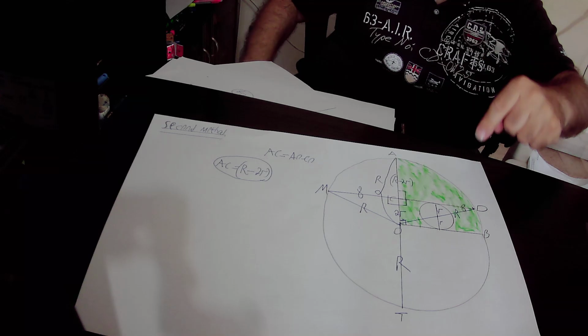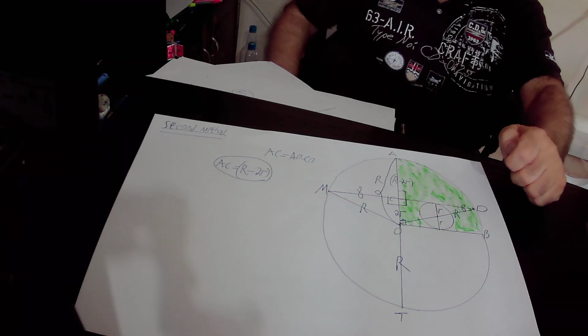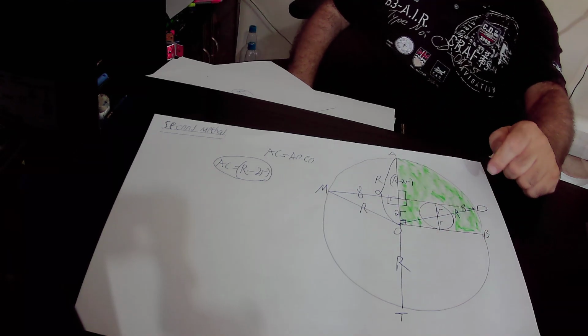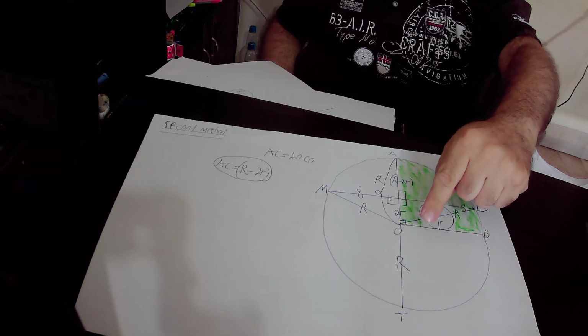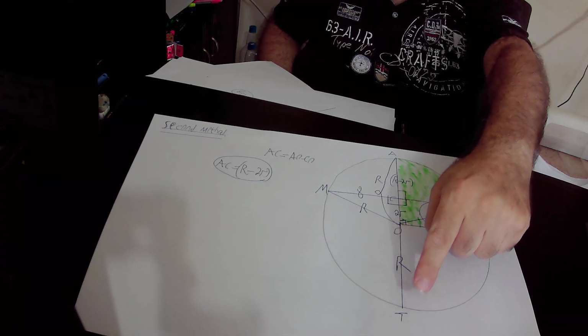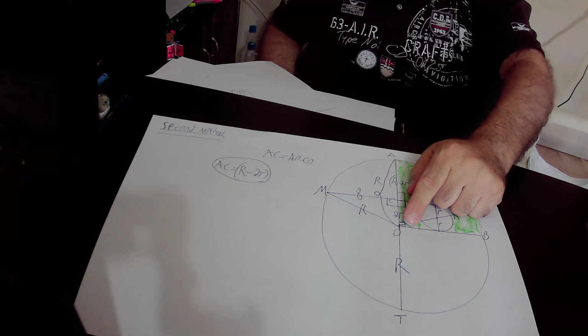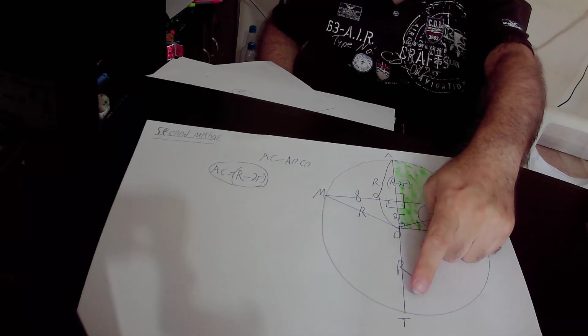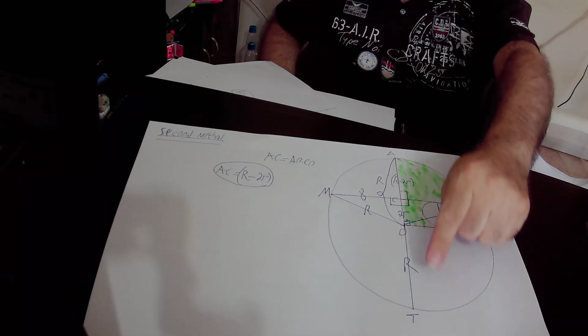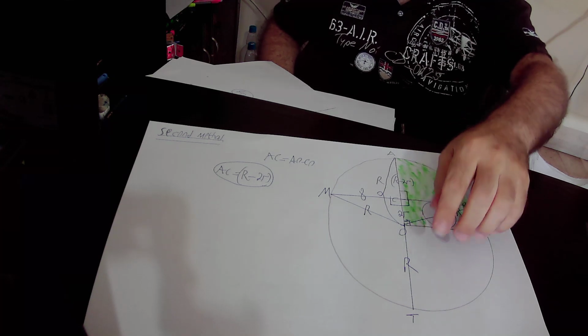Then we completed the quarter circle to a circle. Then we extended the radius AO by a straight line until it touches the circle at point T. Point O is the center of the big circle. Point T is a point on the big circle itself. Therefore, OT is the radius of the big circle that is equal to capital R.